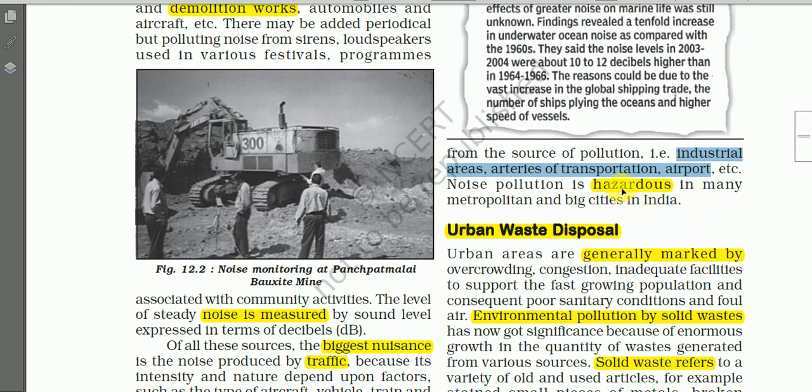Then noise pollution is hazardous in many metropolitan and big cities of India. Noise pollution is also very hazardous to human health. Sometimes it causes a psychological effect to the human body.